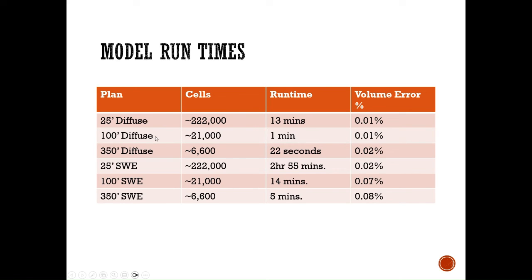When we went to a 100-foot diffuse wave run, we had a runtime of about 1 minute. Using the 350-foot mesh, we were able to complete a full run in 22 seconds. Now, when we move to the full momentum equations, that's where we experienced the longer run times. With the 25-foot mesh, we had about a 3-hour run time. When we had the 100-foot cell size, that full momentum equation was about 14 minutes. With the 350-foot mesh, that full momentum run took about 5 minutes to achieve.